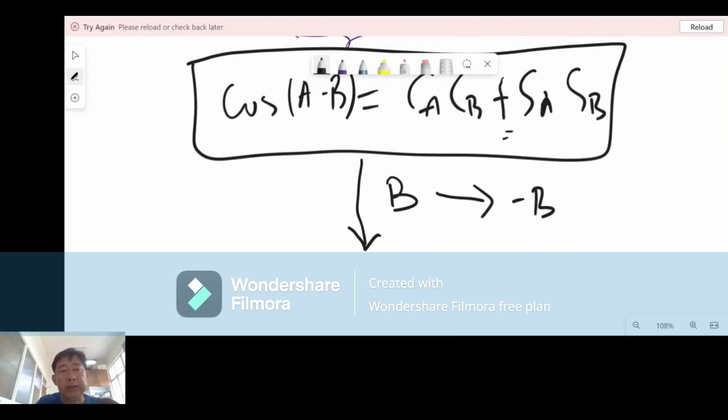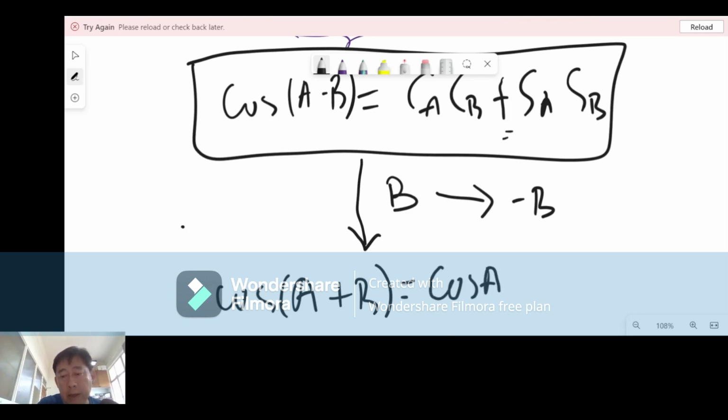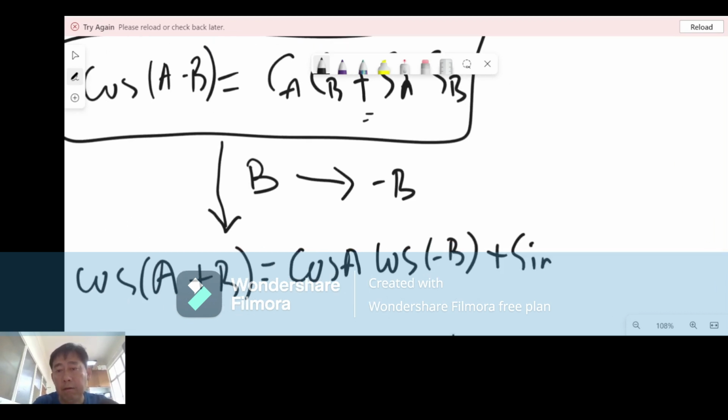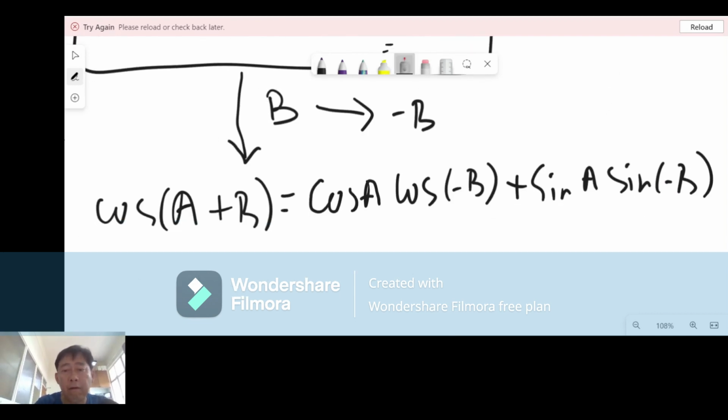Then the identity is cast into the following form. So you have a cos of A, with B becoming minus B. So here minus B becomes minus minus B, which is a plus B. And here you have a cos of A and cos of B. Cos of B under the operation of replacing B by minus B is then given by cos of minus B. Okay. Then here you have a sine of A and sine of minus B. Okay, so now we have to get rid of the minus B in the cos of minus B and the sine of minus B.